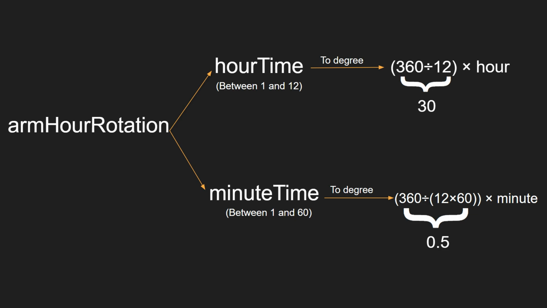The minute time is also the same. We should find how many degrees is every minute. We have 12 hours, and every hour is 60 minutes. So 360 divided by 12 multiplied by 60 is 0.5. So every minute is 0.5 degrees.